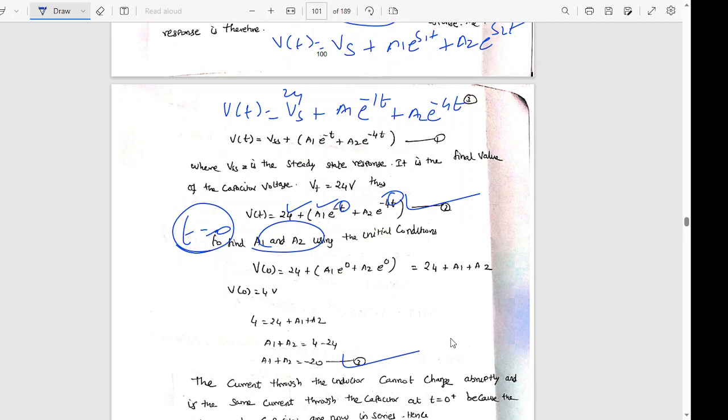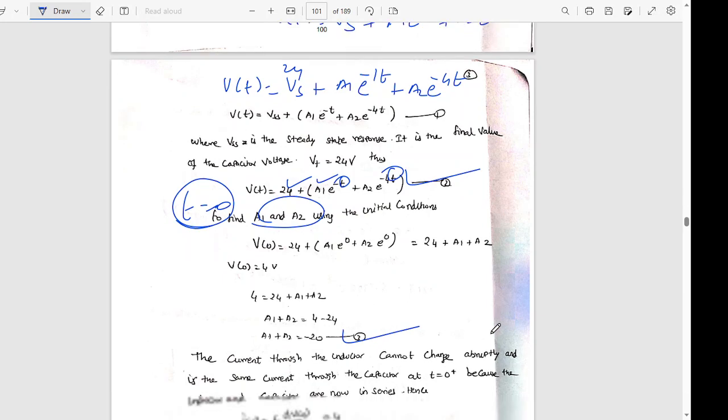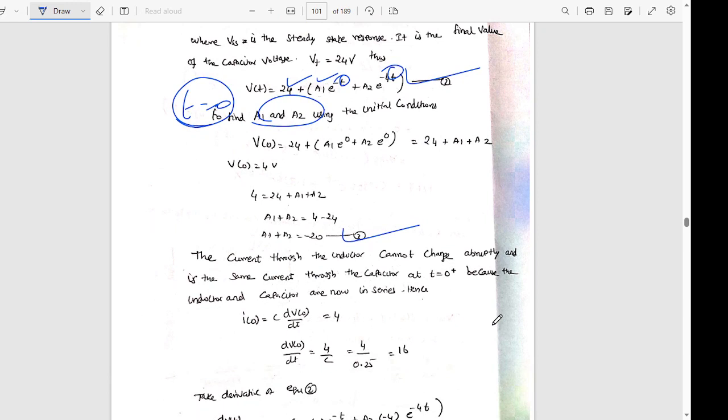We know that the current through the inductor cannot change abruptly, and it is the same current through the capacitor at t equal to 0. Current through the inductor and current through the capacitor are both the same at t equal to 0. So I already know the current through the inductor, which is I of 0, which is equal to C dV by dt. So dV of 0 by dt is equal to I of 0 by C. I of 0 is 4, C is 0.25, we will get 16. So dV of 0 by dt is 16.